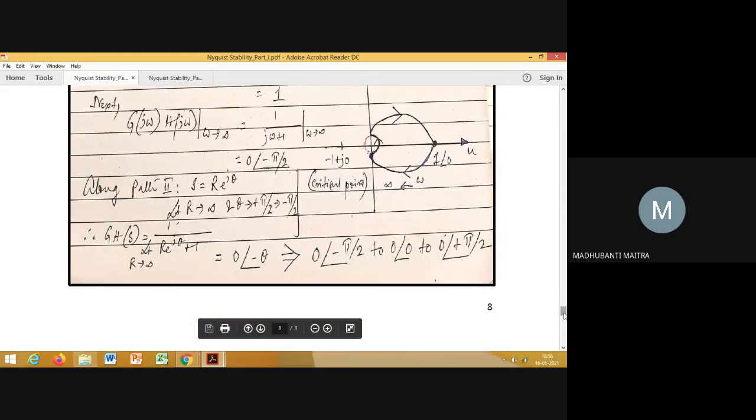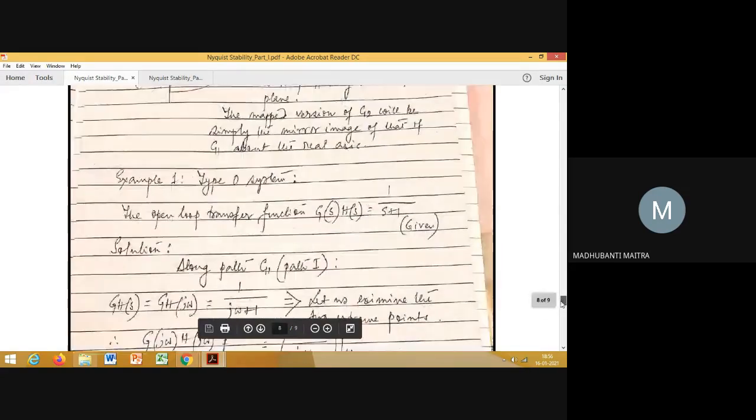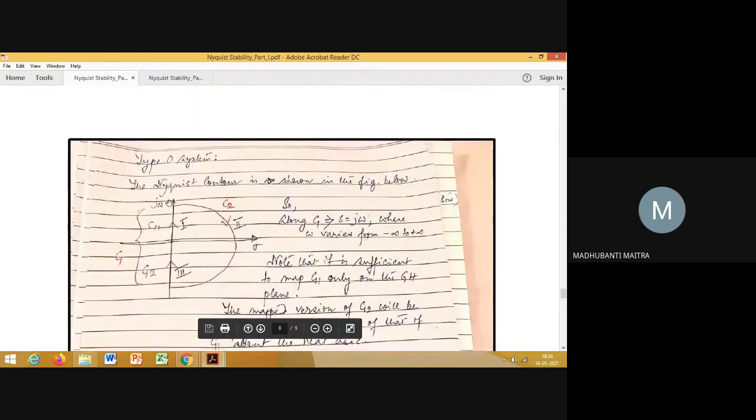And since in the S plane the Nyquist contour is a closed contour, it's obvious from our previous discussion that on the GH plane also we'll get a closed contour. Okay, so you see path 1 is starting from this particular point and terminating at this particular point, and from that point path 2 is originating, because it's a closed contour.